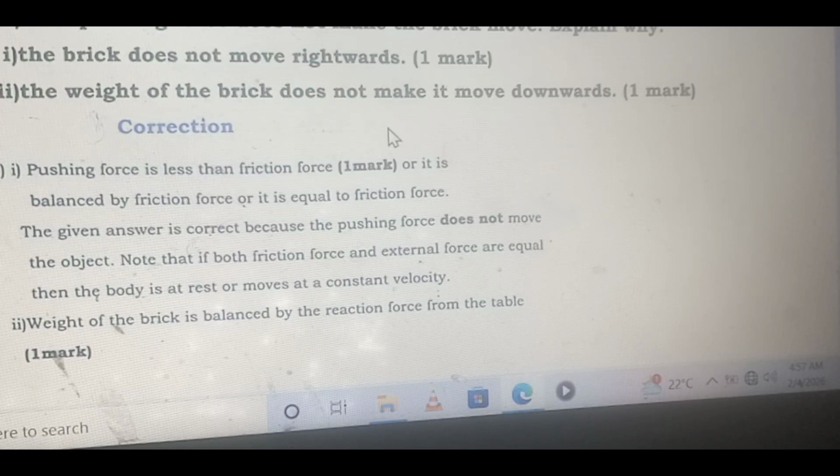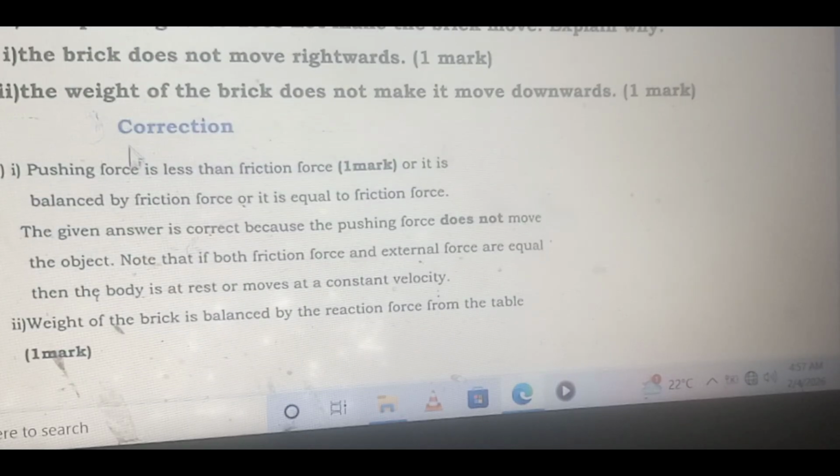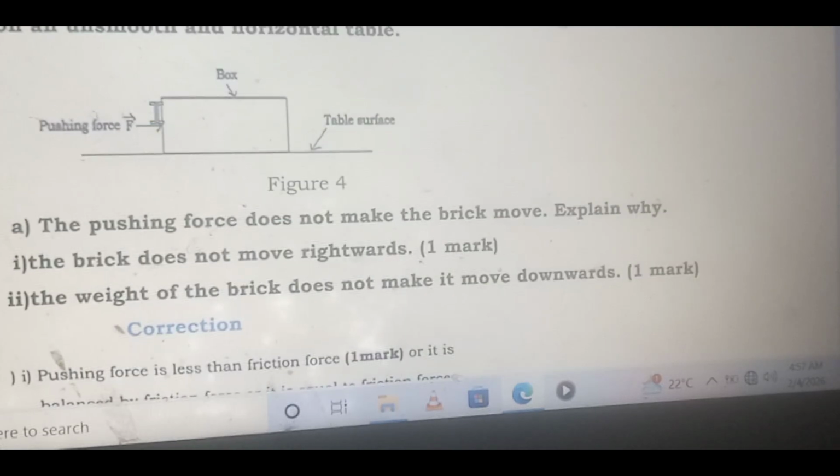(ii) The weight of the brick does not make it move downward. Why does this box not move downward? The reason why the weight of the brick does not make it move downward is the balance of the weight of the brick and the reaction force. The weight of the brick is equal to the reaction force, so it is balanced. That is why this box does not move downward.